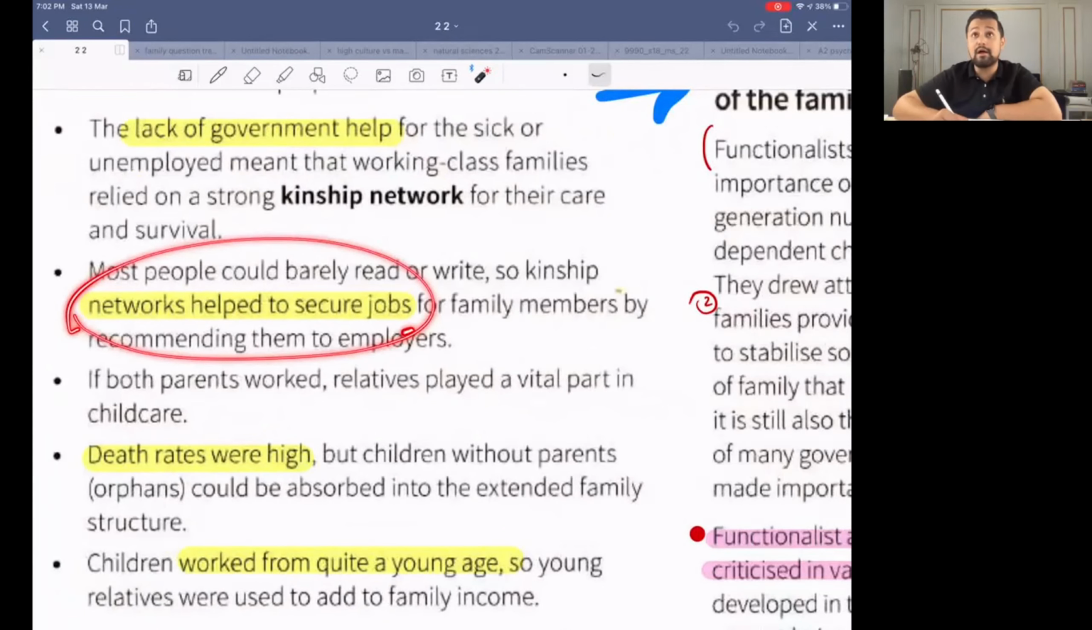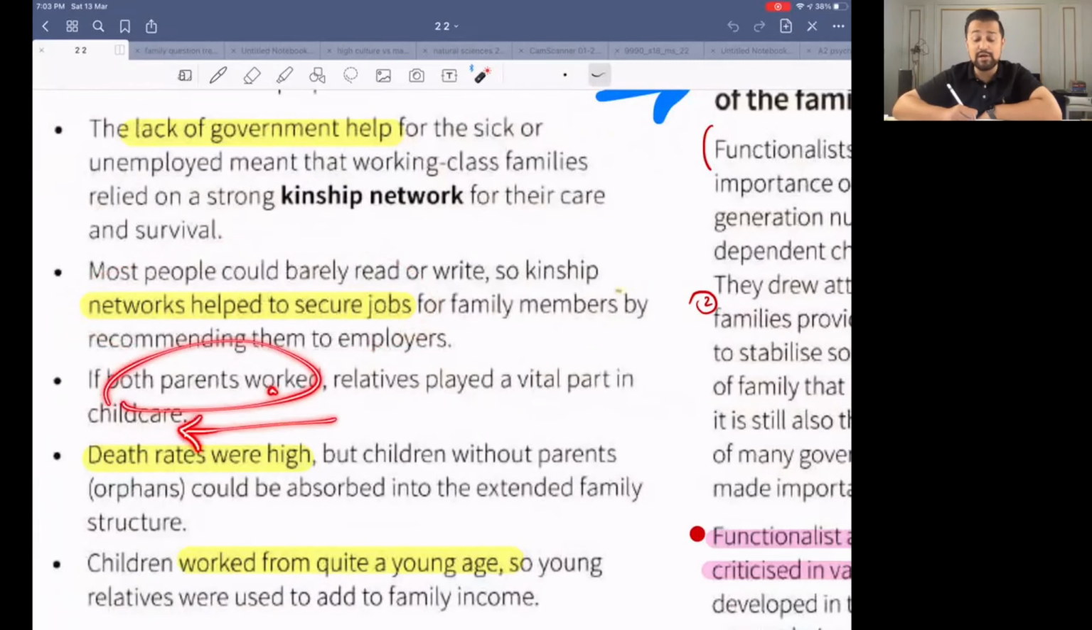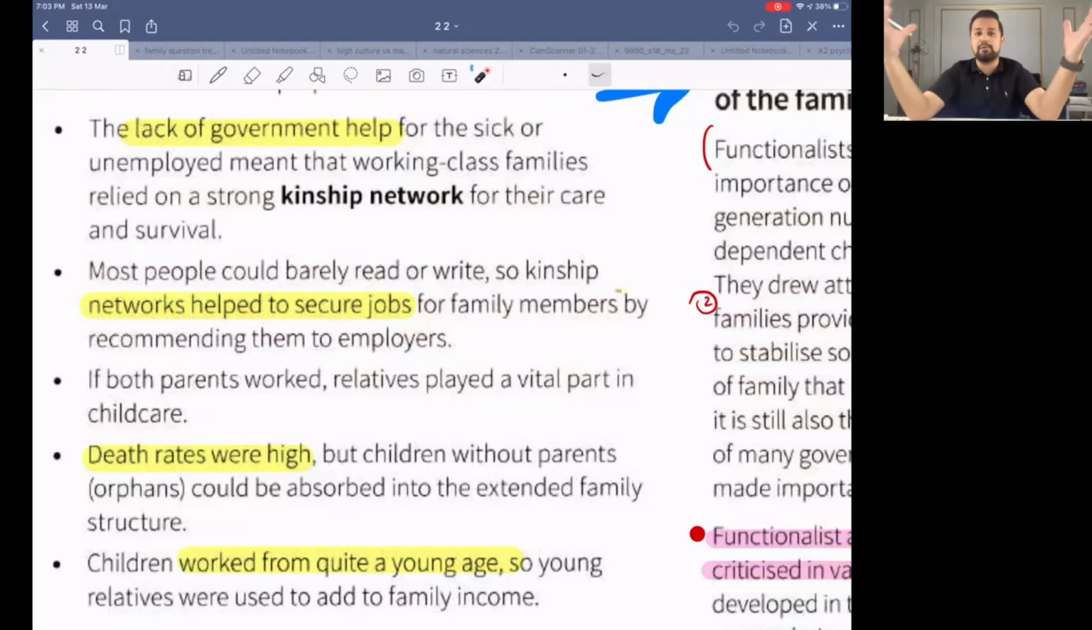When you move from one place to another, you don't just go there and start earning a lot. In the cases where both parents worked, an extended family would have been a blessing when it comes to childcare. And then death rates were high. If the death rates were high, where do the orphans go? If it's an extended family, they get absorbed very easily. You're just a part of that family, living together. If everyone's living as a nuclear family, don't you think a big question will arise: who will these orphans live with?